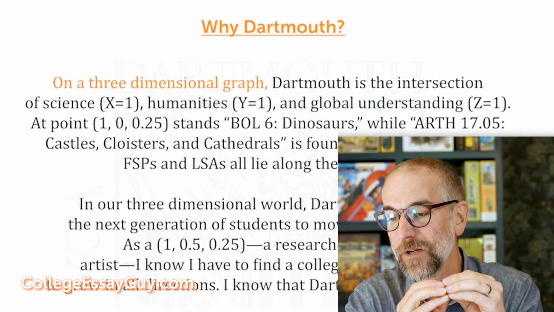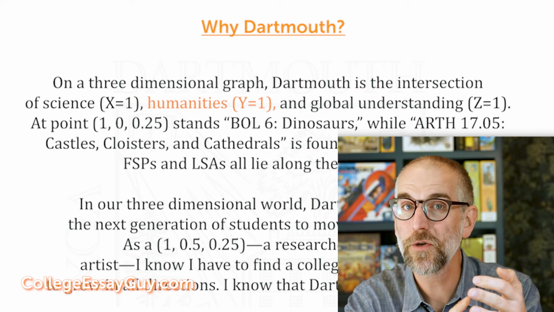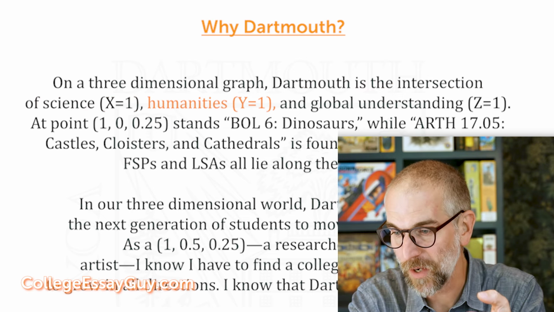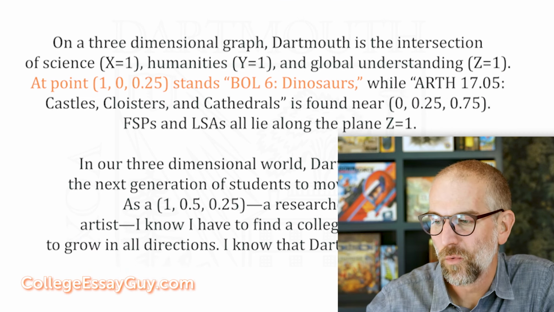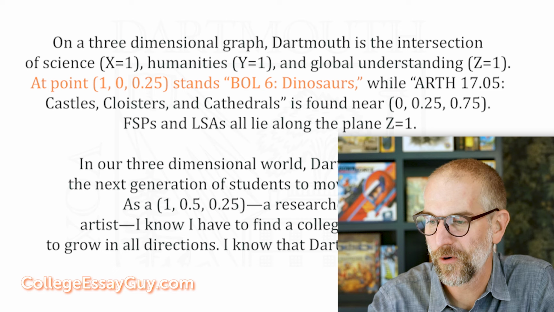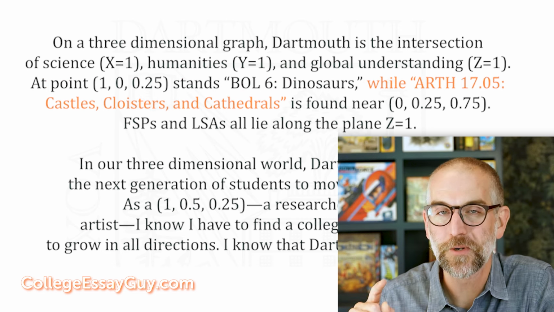So the school she ended up getting into was Dartmouth. And well, that's where she ended up attending. She got into a bunch of schools. But she says in her Why Dartmouth essay, "On a three-dimensional graph, Dartmouth is the intersection of science, x equals 1, humanities, y equals 1, and global understanding, z equals 1. At point 1, 0.25 stands dinosaurs," so a particular course, "while at this other point on the graph stands castles, cloisters, and cathedrals."